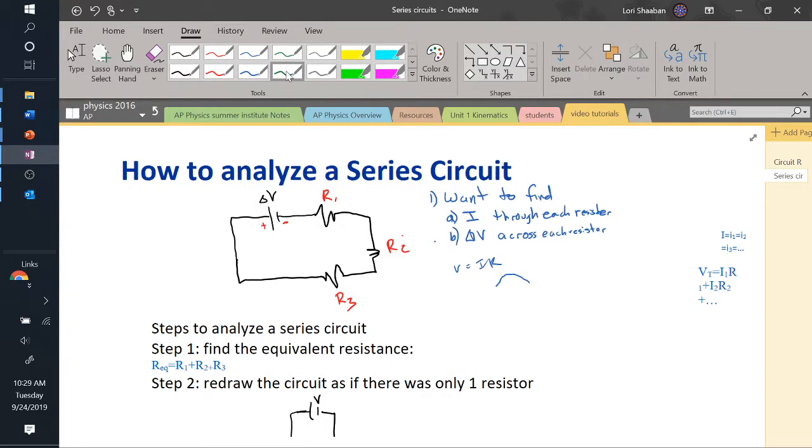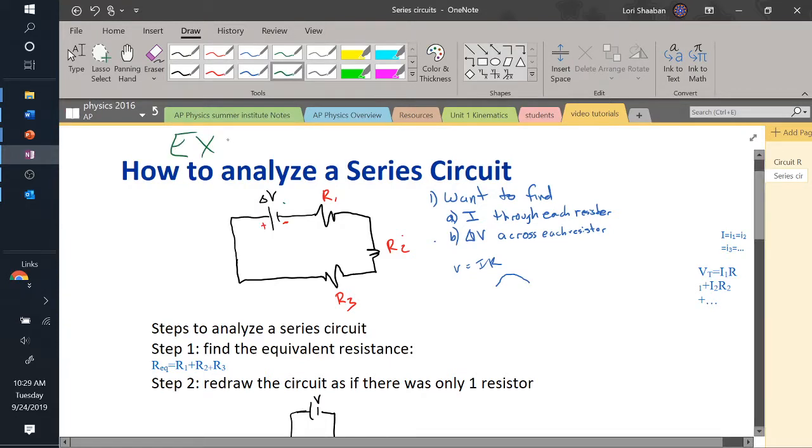Okay, here is an example on a circuit to analyze. Let's go ahead and put 24 volts for our battery. Let's have R1 be 2 ohms. R2, let's say, is 4 ohms. And let's say R3 is 2 ohms as well.